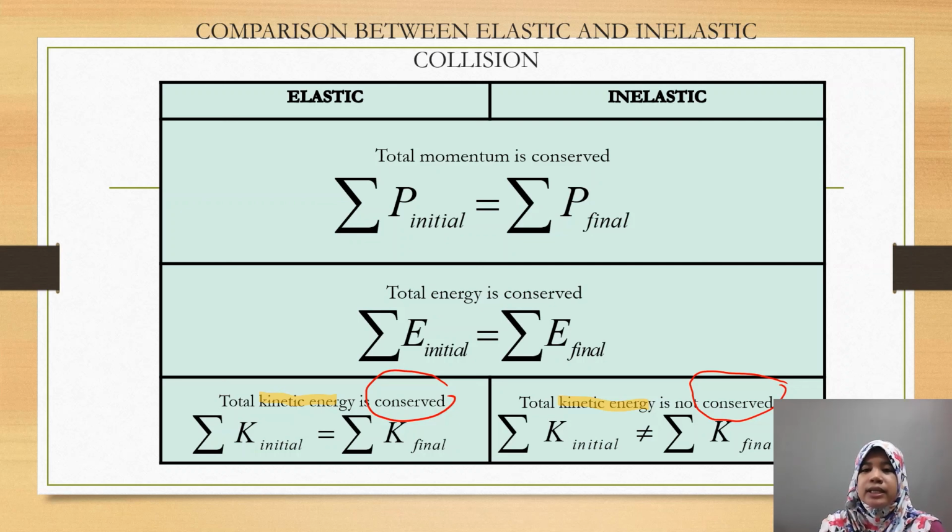So that's why tadi saya kata kita nak tahu dia adalah elastic collision ataupun inelastic collision means that kita kena kira kinetic energy dia. Kalau conserve means that dia elastic, kalau tak conserve means that dia adalah inelastic collision. So that's why tadi saya kata tak semestinya inelastic collision tu semua objek akan stick together. Tak semestinya. Boleh jadi dia adalah inelastic collision, tapi after collision dia berpecah. Tak semestinya dia stick together. So, kita kena kira.